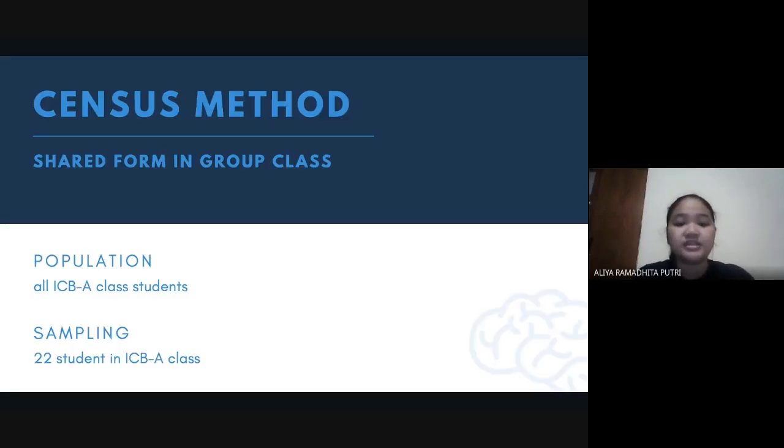So the first one is the census method. We shared the form in the group class, which was done by Jofi. And why did we choose to do this? Because it is lower in cost and it is also quick and easy. So the population is all ICBA class students, but the sample is only 22 students in the ICBA class, because only 22 students took part in the sample.